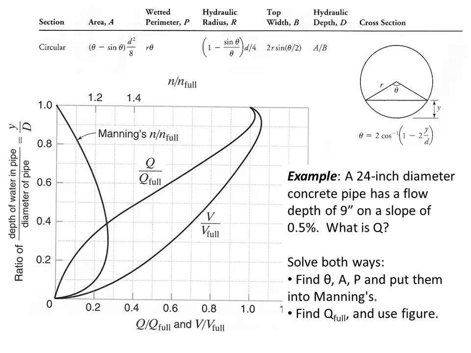So I'd like you to give these equations a try. In this example, we have a 9-inch depth. It's on a 0.5% slope, and it's a concrete pipe, and so I'll give you the N value. For this example, the N value when the pipe is full is 0.013. And this N value when the pipe is full is what you should use in this first step.